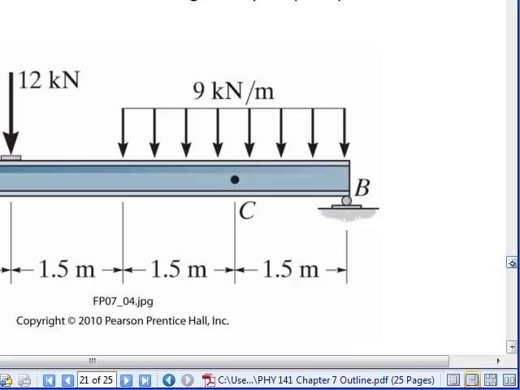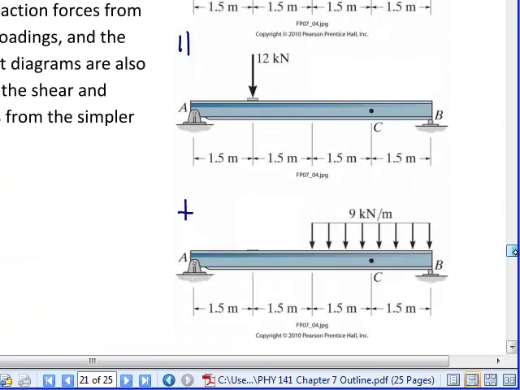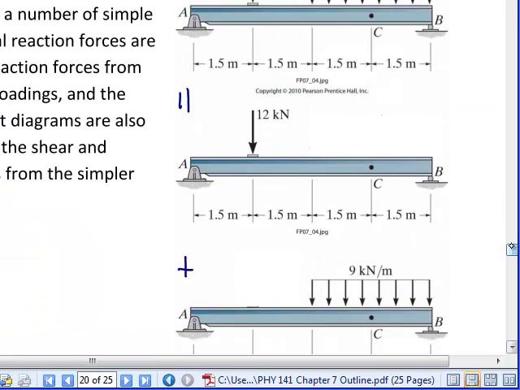So as an example, we're going to draw the shear and moment diagrams by principle of superposition for that loading. Before we do, I'm just going to back up to here. We're going to figure out our support reactions. So we're going to figure out the support reactions on the first one as if it's only the point load here. So if it's only the point load, how am I going to figure out the support reactions at A and B?